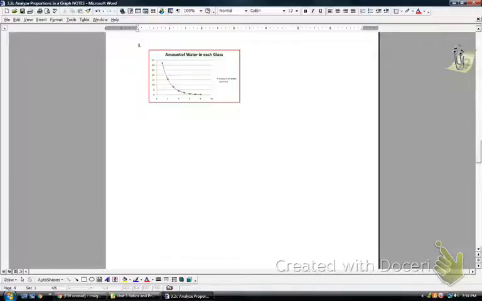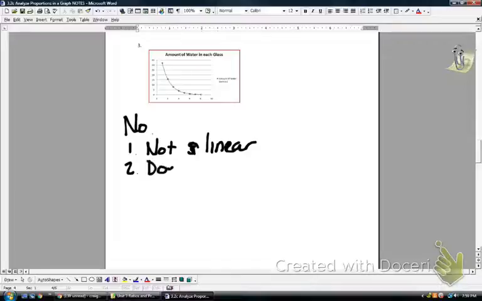All right, so let's look at our last example. We have this graph that's the amount of water in each glass. And so I'm supposed to determine if it's proportional or not. And so I'm looking at it, and no, it is not proportional, not linear, or it's not a straight line. And I'm going to say linear. I'm going to use my math word. And it does not pass through the origin. So it is definitely not proportional.